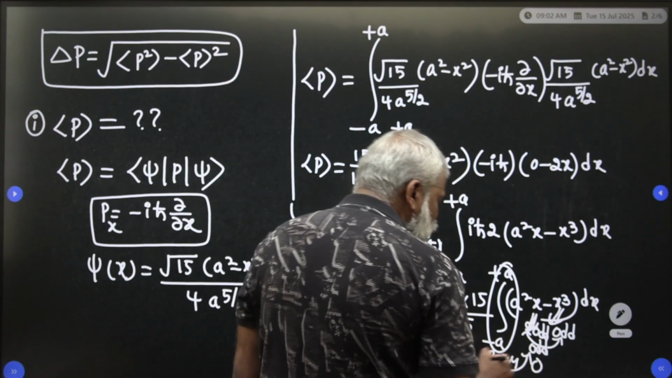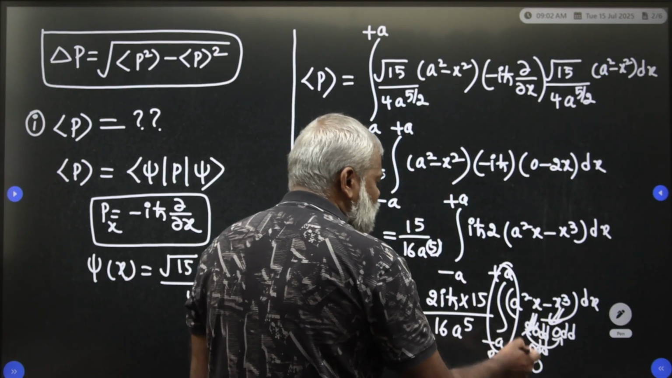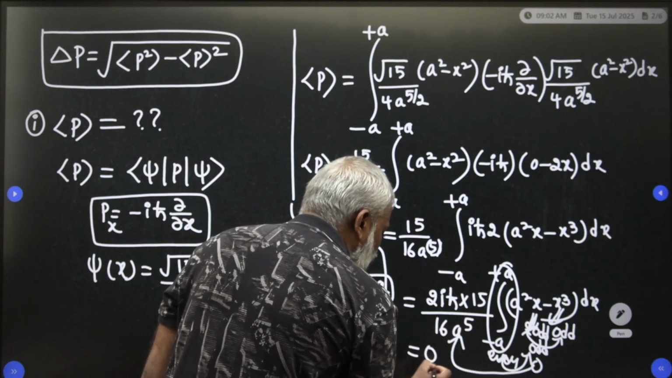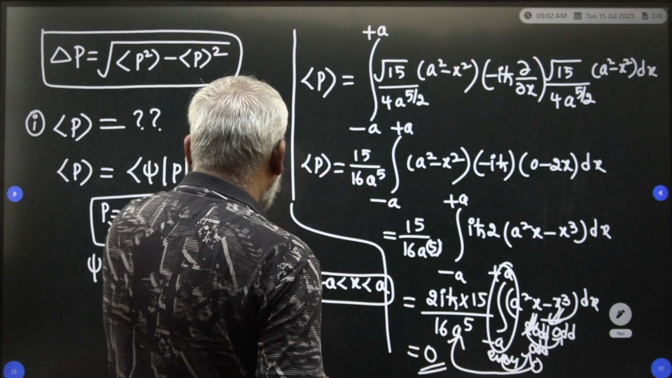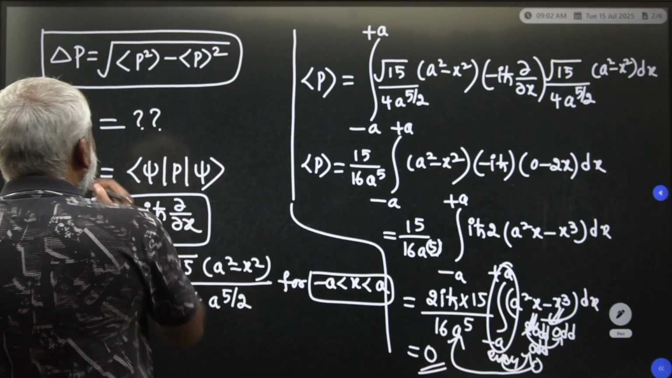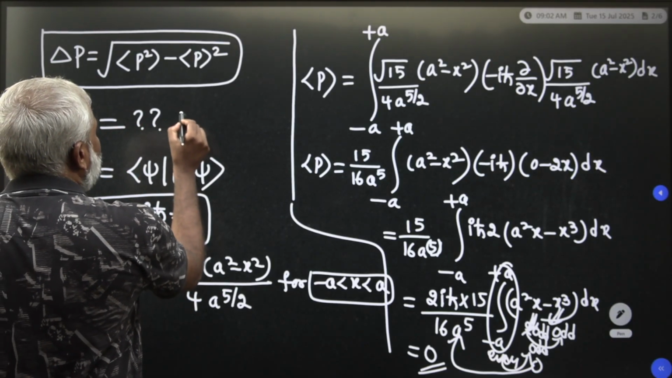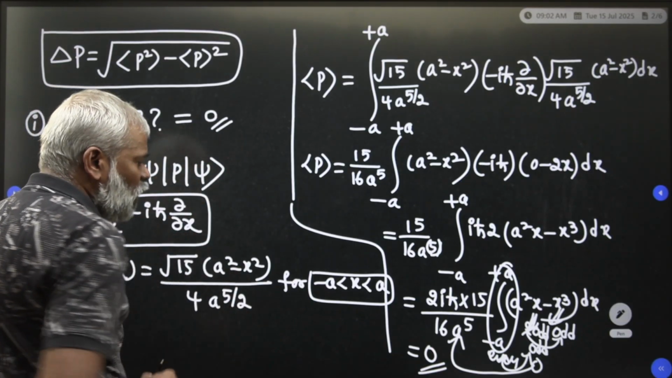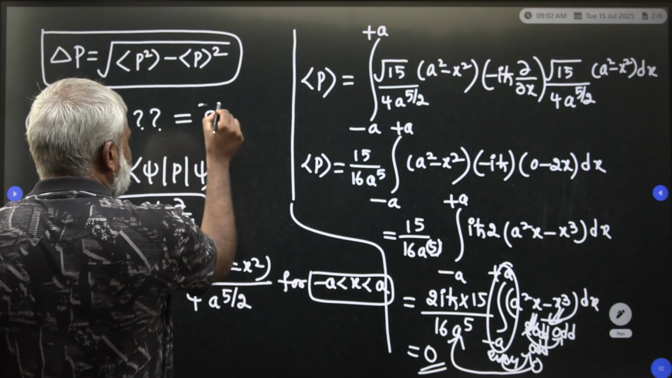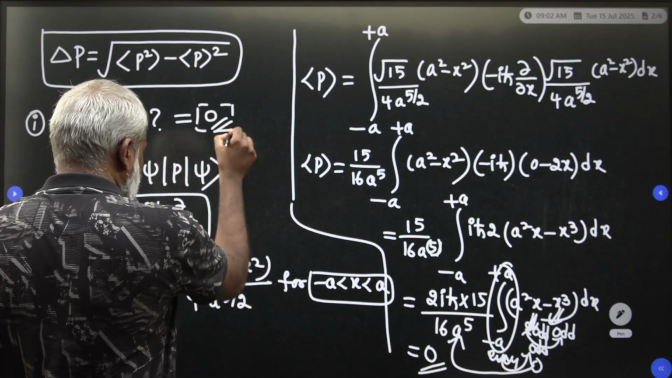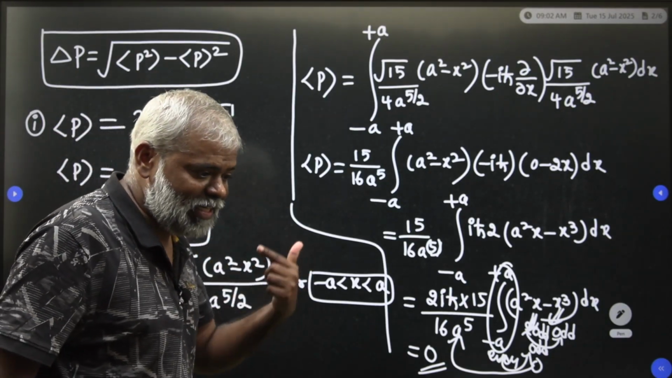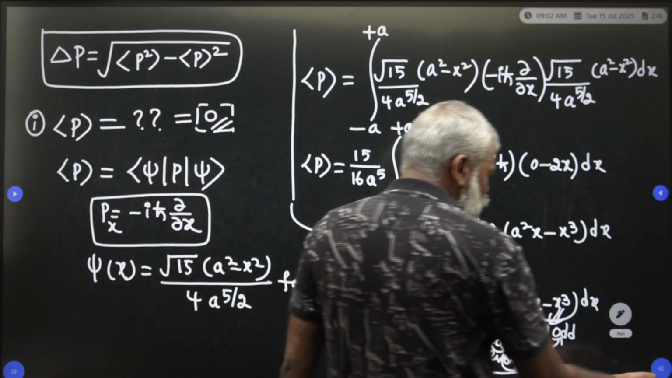Now, you have to integrate and substitute. So, what are you going to get? This entire integration you are going to get as 0. 0 into something is equal to 0. So, therefore, what do we write? The expectation value of p is equal to how much? The expectation value of p is equal to 0. Now, we need to calculate the expectation value of p square.